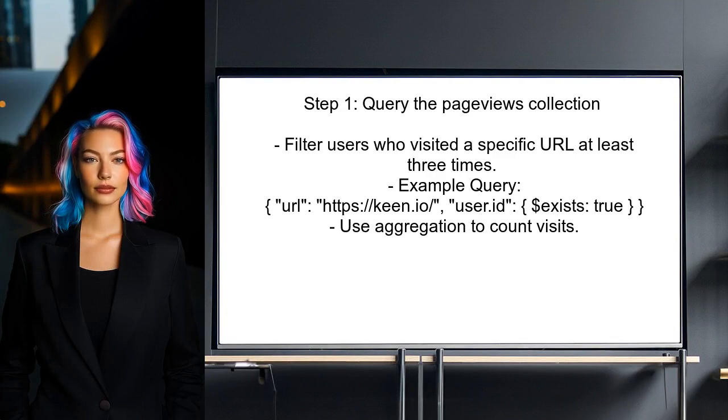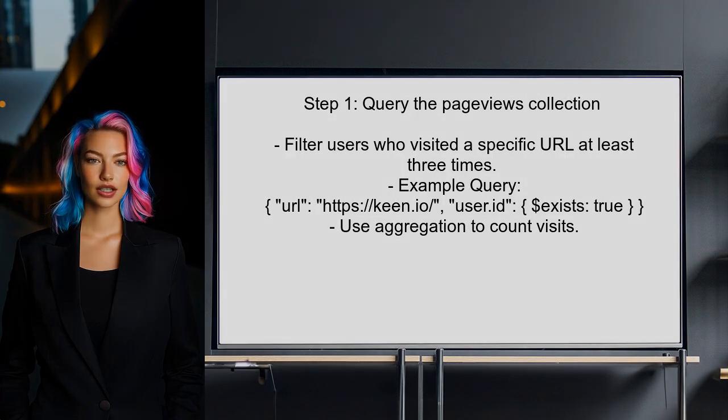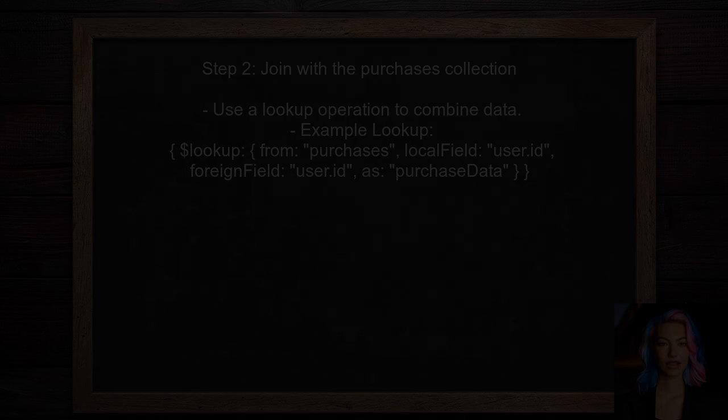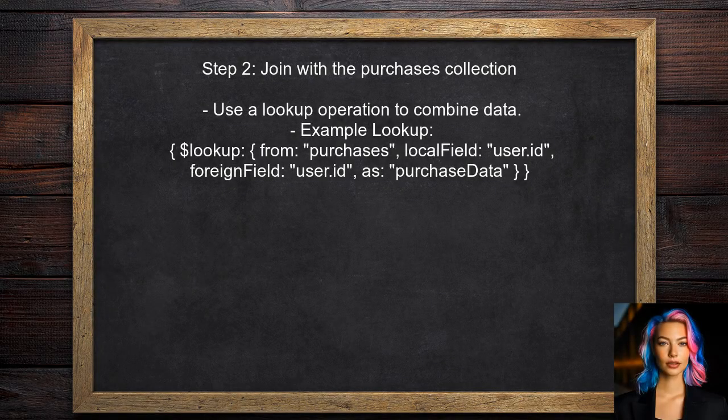To identify unique users who have visited a specific URL at least 3 times and have made a purchase, the user should start by querying the page views collection. This query will filter users based on their visit count. Next, the user should join this data with the purchases collection. This will help in identifying users who have also completed a purchase.